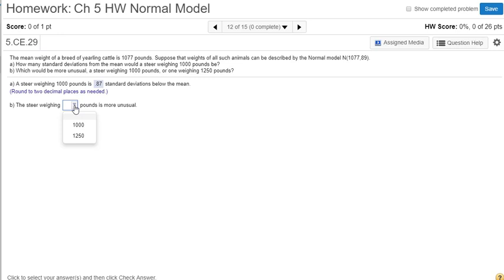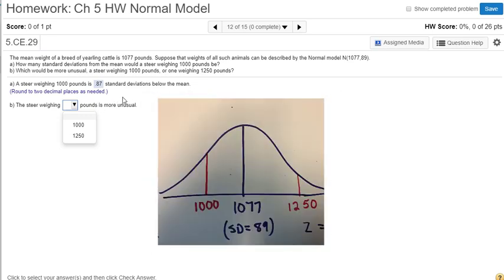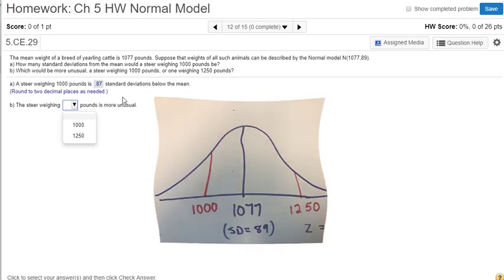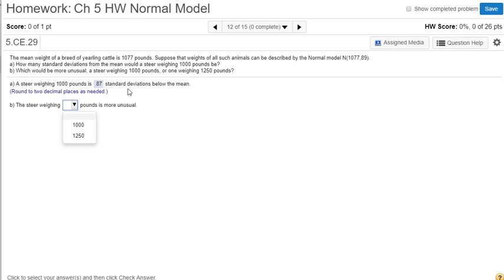So we already have the z-score for the steer weighing 1,000 pounds. The z-score is actually negative 0.87. But the problem already had the word below in there, so you don't want to say negative 0.87 below. I could easily see that mistake being made. I wouldn't count off for that, so if you do that on a quiz or something, I would give you full credit for that. But for this one, hopefully you would see that and go ahead and just turn it to a positive. So now let's compute the z-score for 1,250.